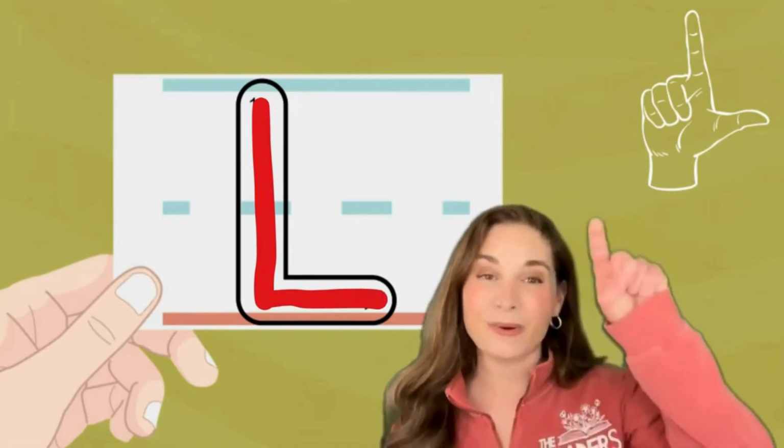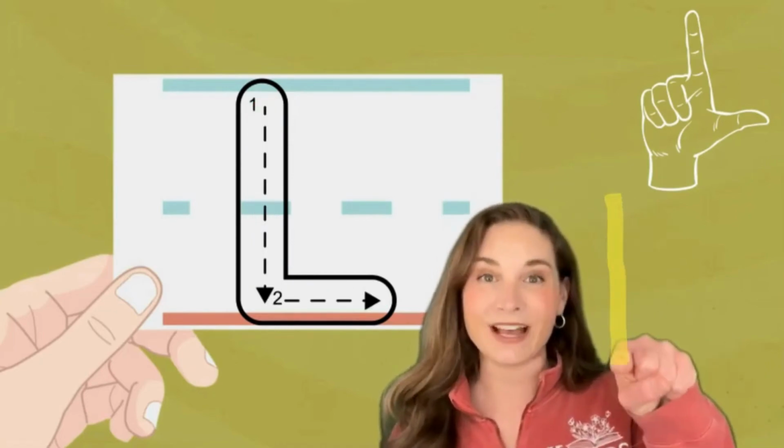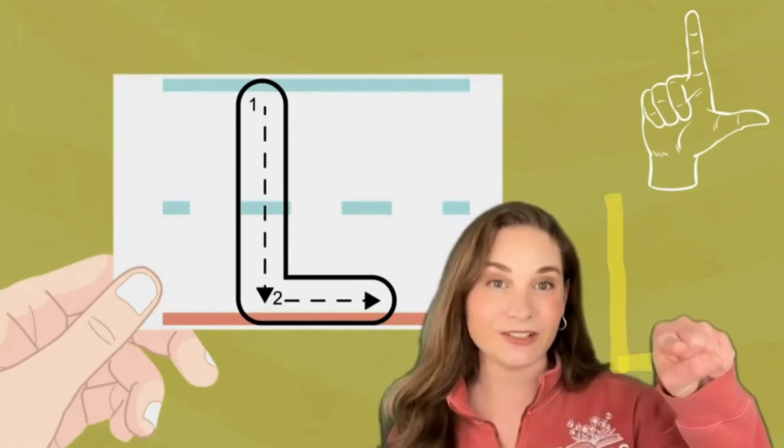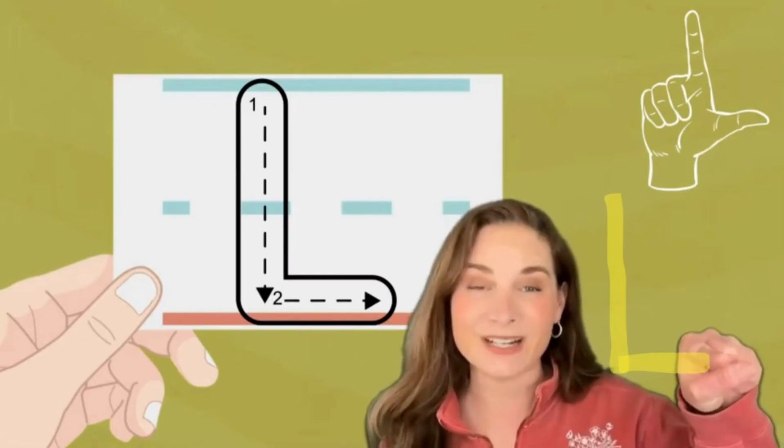Let's trace it together. We're going to hop to the top, do a straight line down to the bottom, and do a horizontal line across the bottom. And that's how we write and trace the letter L.